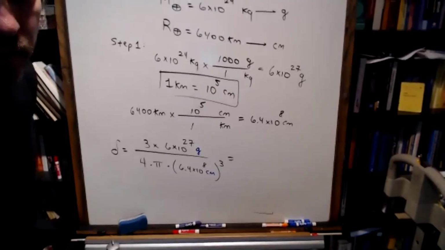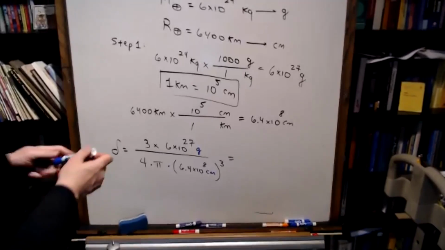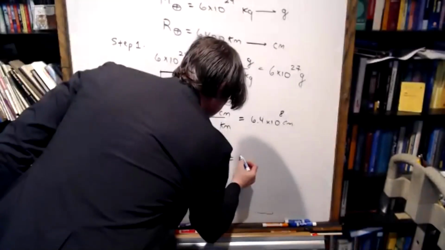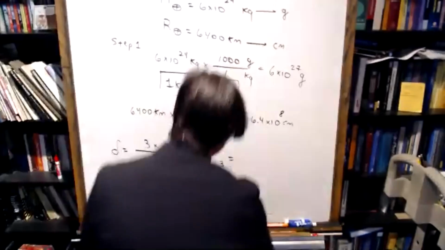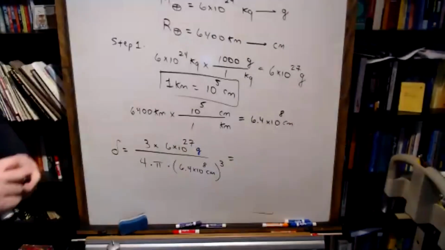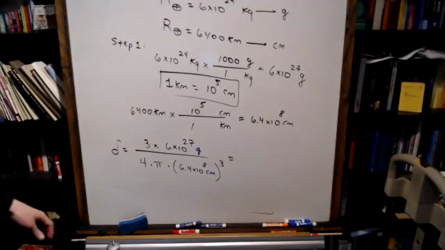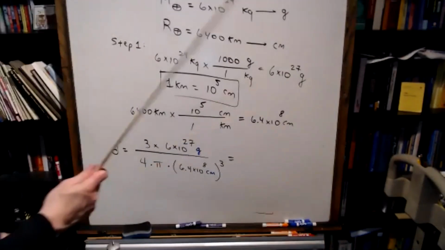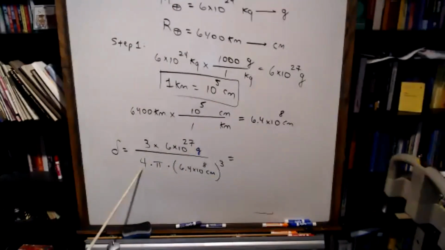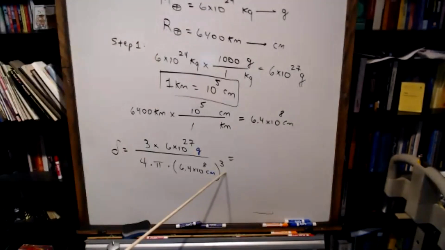I got 2.2 times 10 to the 18th grams per cubic centimeter. No, that's not right. Lucas, you've made a mistake that I was worried many of you were going to make. You need to divide by 4, divide by pi, and divide by that cubed. Can you try that again? I didn't even see the cubed. That was my mistake. Oh, you forgot the cube? Yeah. Don't forget the cube.